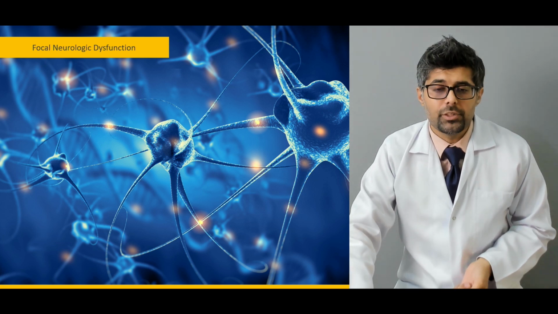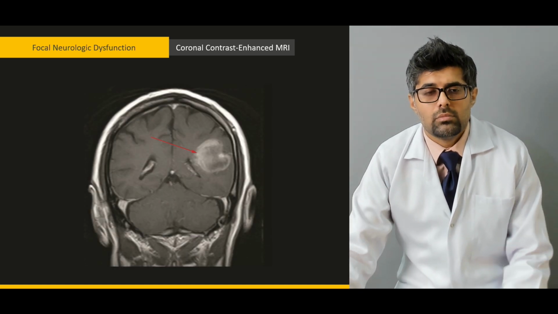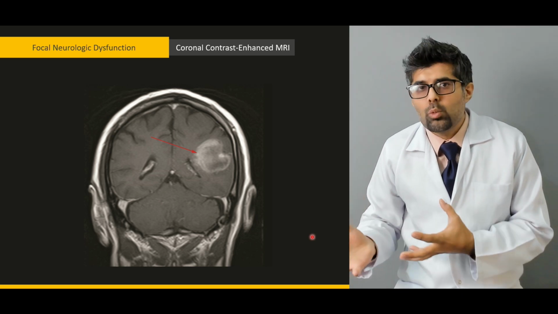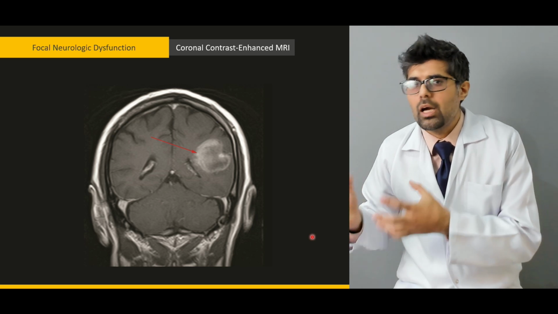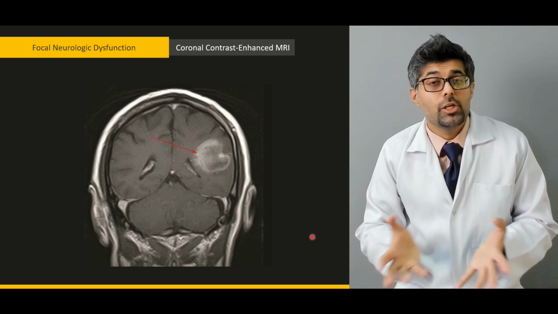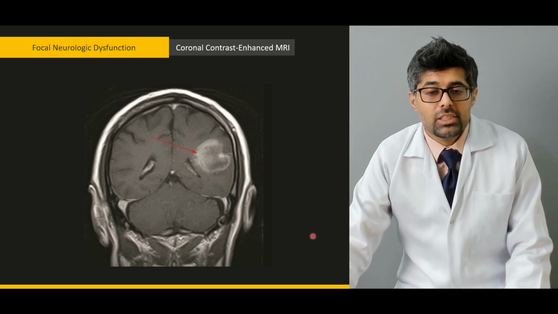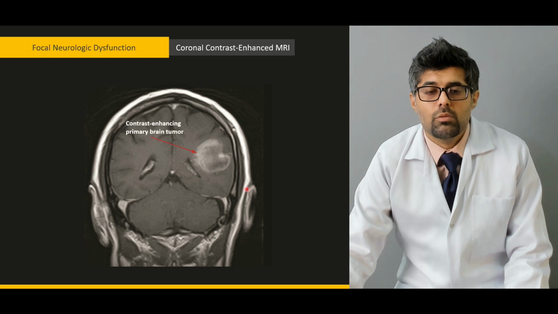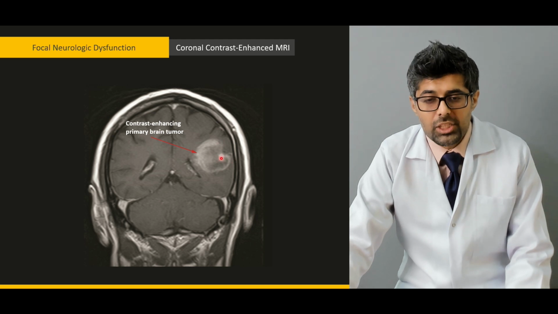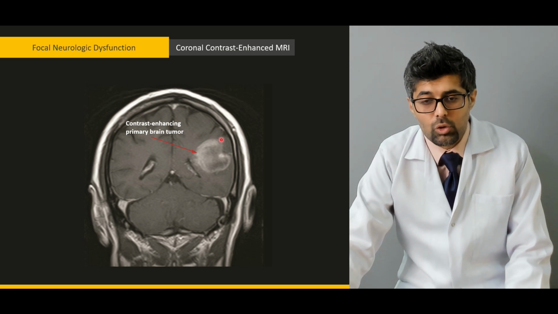So going further, a common example of focal neurological dysfunction is that along with MS, there are other focal neurological dysfunctions such as tumors, an abscess, or a cyst. This is an example of a patient with a contrast enhancing primary brain tumor. Now, this brain tumor is, as you can see, near the frontal cortex.